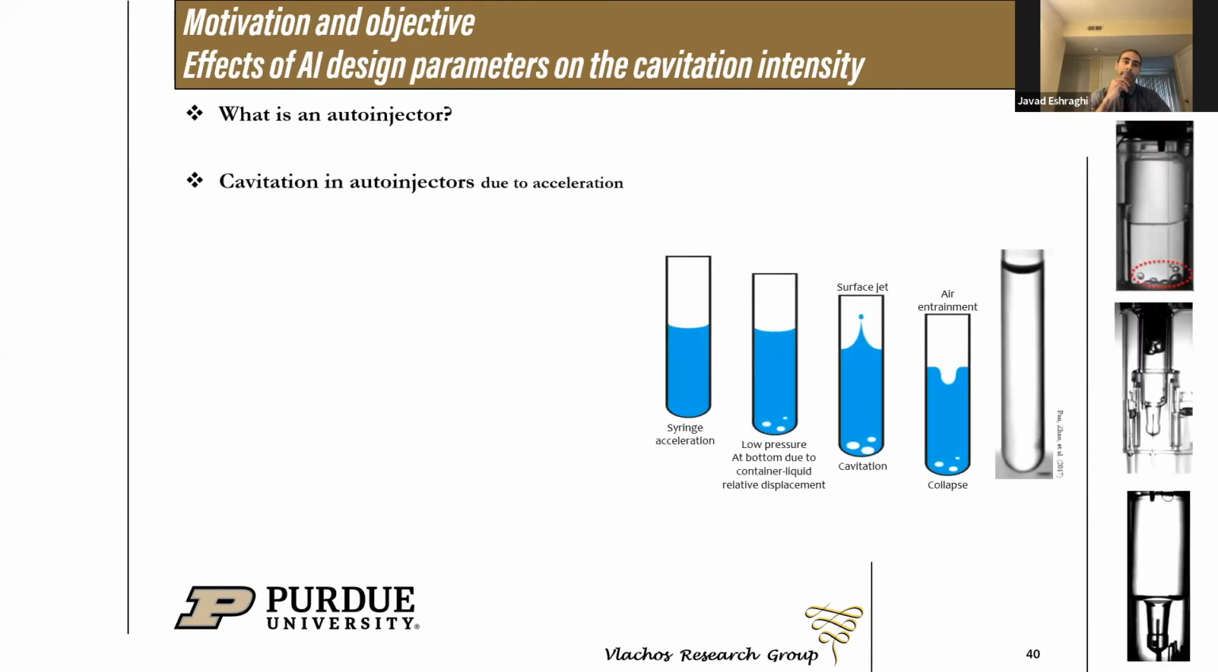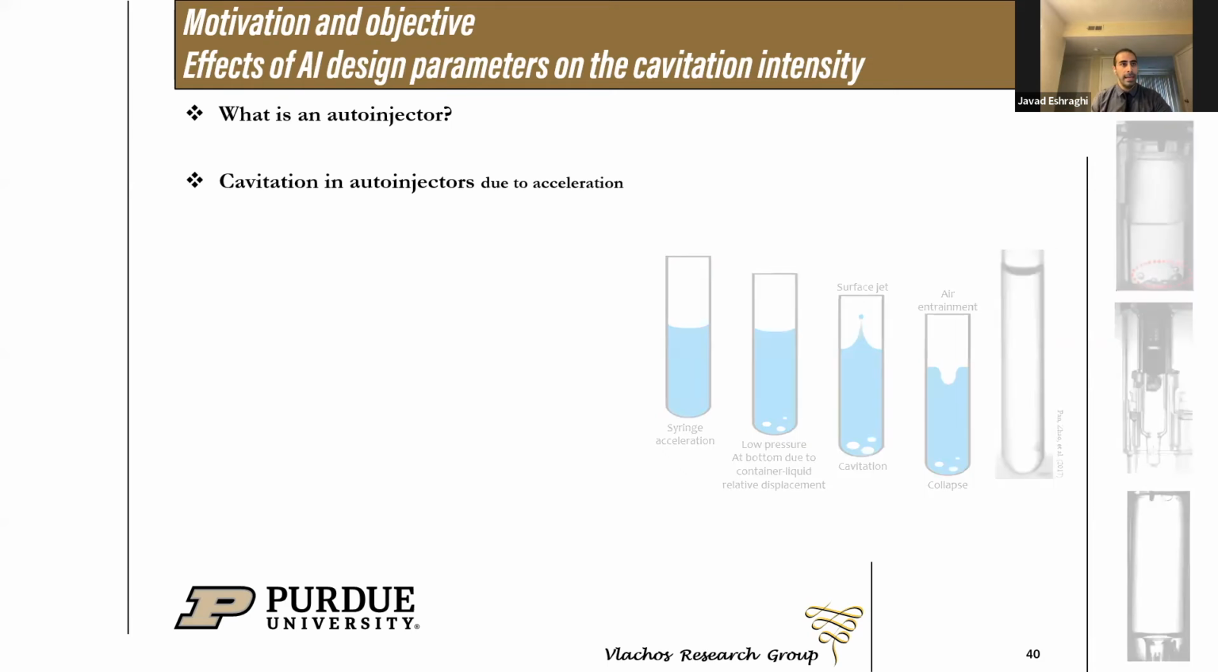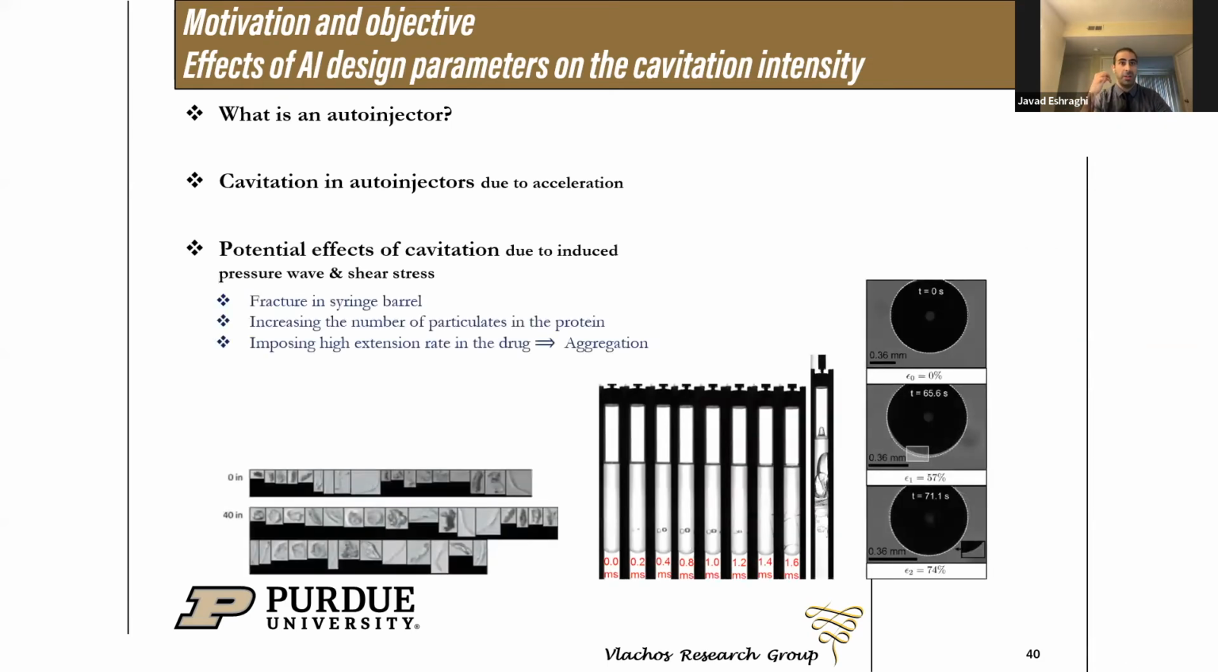Cavitation in autoinjector happens due to high acceleration during the insertion phase and the subsequent relative displacement between the drug and bottom of the syringe. The relative displacement causes the pressure drop at the bottom of the container, and if the acceleration is high enough, cavitation is formed. It can increase the number of particulates, cause a fracture in the syringe barrel, and impose high shear stress on the drug that can yield aggregation.